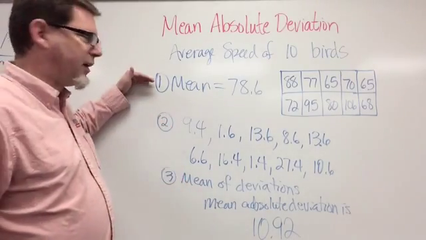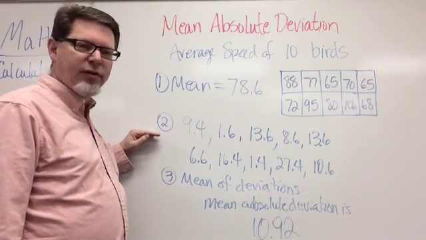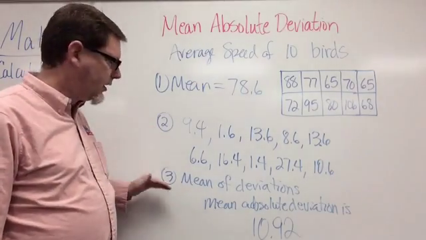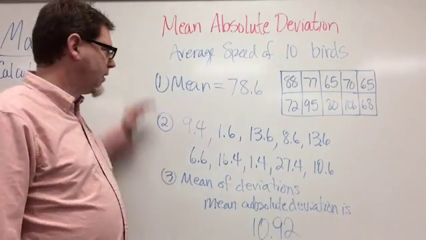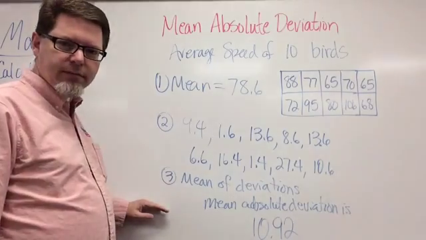3 steps. Find the mean of the set of data. Figure out how far each of those data points is from that mean, and then find the mean of those numbers. Mean, distance, deviation, mean.